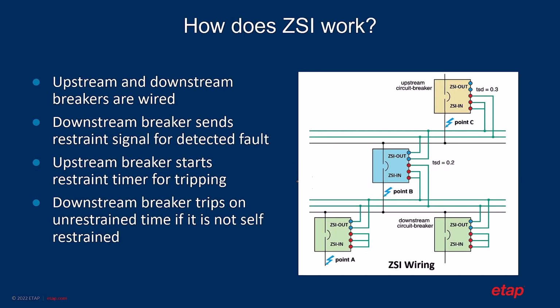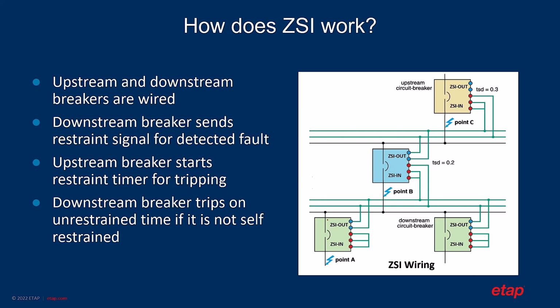How does ZSI work? The upstream and downstream breakers have to be wired at first. When a fault happens, the downstream breaker sends a restraint signal to the upstream breakers. Upstream breakers receive the restraint signal and start the restraint timer for tripping. The downstream breaker trips on unrestrained time if it's not self-restrained.